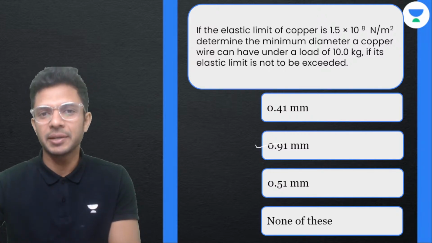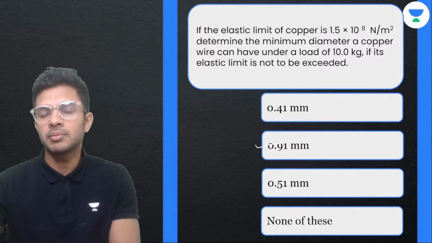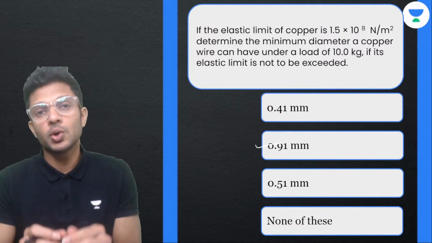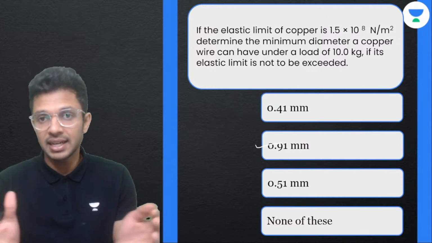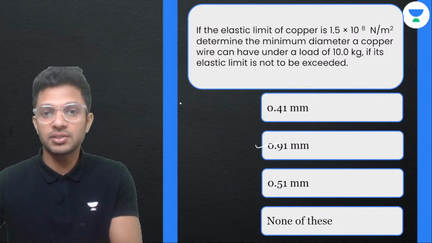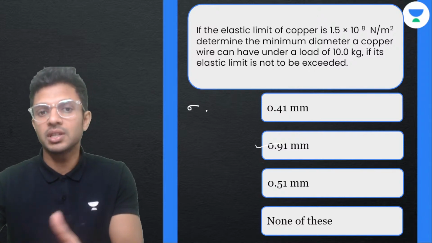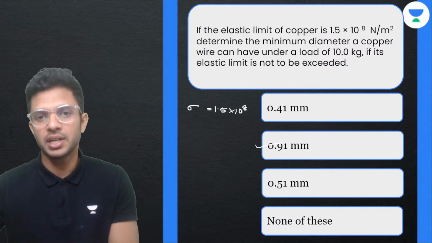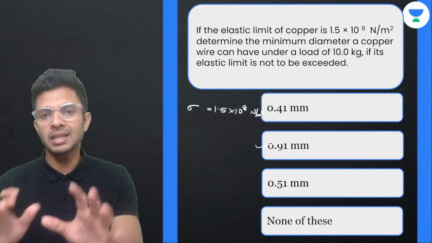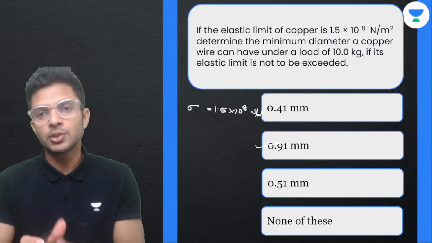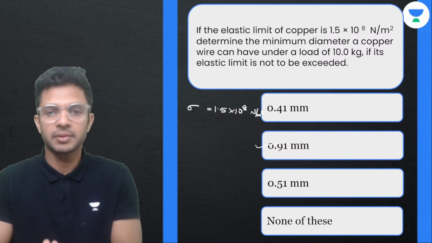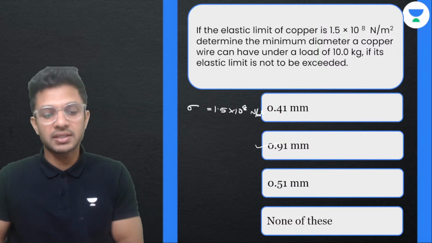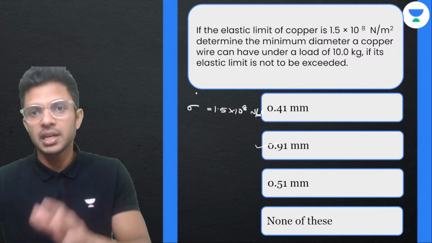Let's solve it. Look. The elastic limit of copper, that is, the maximum stress that can be produced on the copper so that the material can stay within the elastic limit. Okay? So the stress within the elastic limit is given as how much? 1.5 into 10 power 8, in Newton per meter square. This is the maximum stress that can be given to the body so that it stays within the elastic limit. If we give a stress more than that, what will happen? It will lose its elastic property and be converted into a plastic material. We know that, right? Okay. Now, this is the elastic limit.